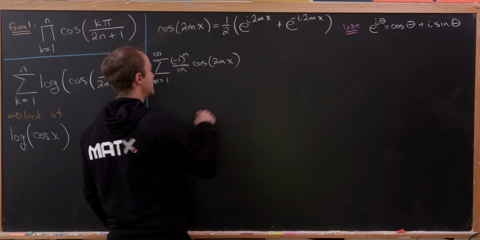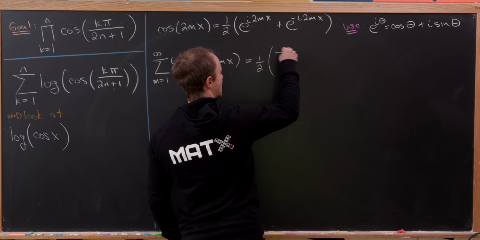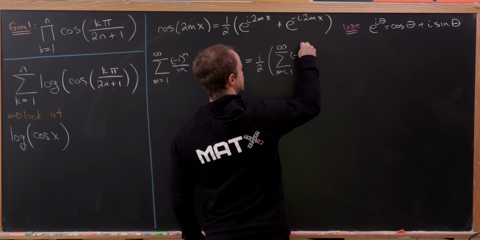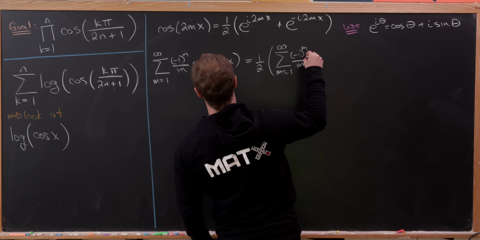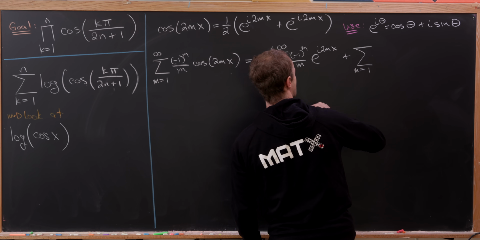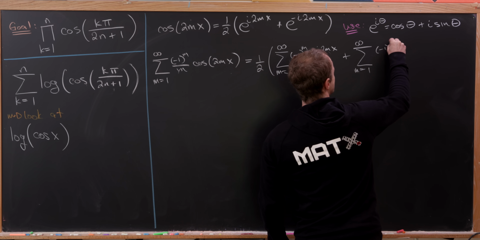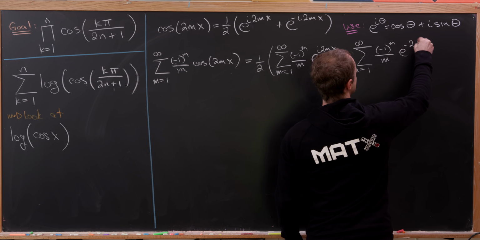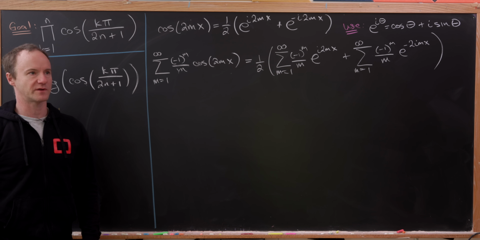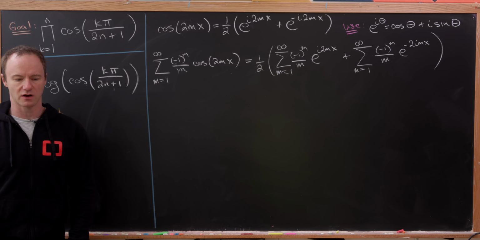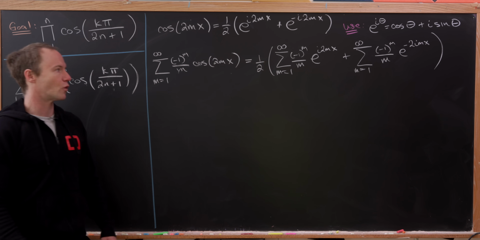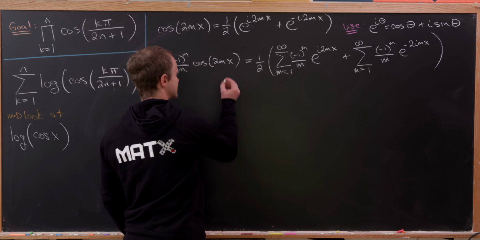Okay, so now let's write this as 1/2 times this sum as m goes from 1 to infinity of minus 1 to the m over m times e to the i 2mx, plus the sum of the next part as well. So we've got m going from 1 to infinity, minus 1 to the m over m, e to the minus 2i mx. And now we could use just a standard known formula for these sums in terms of logarithms, although I'd like to maybe not use those and go from something a little bit more familiar.